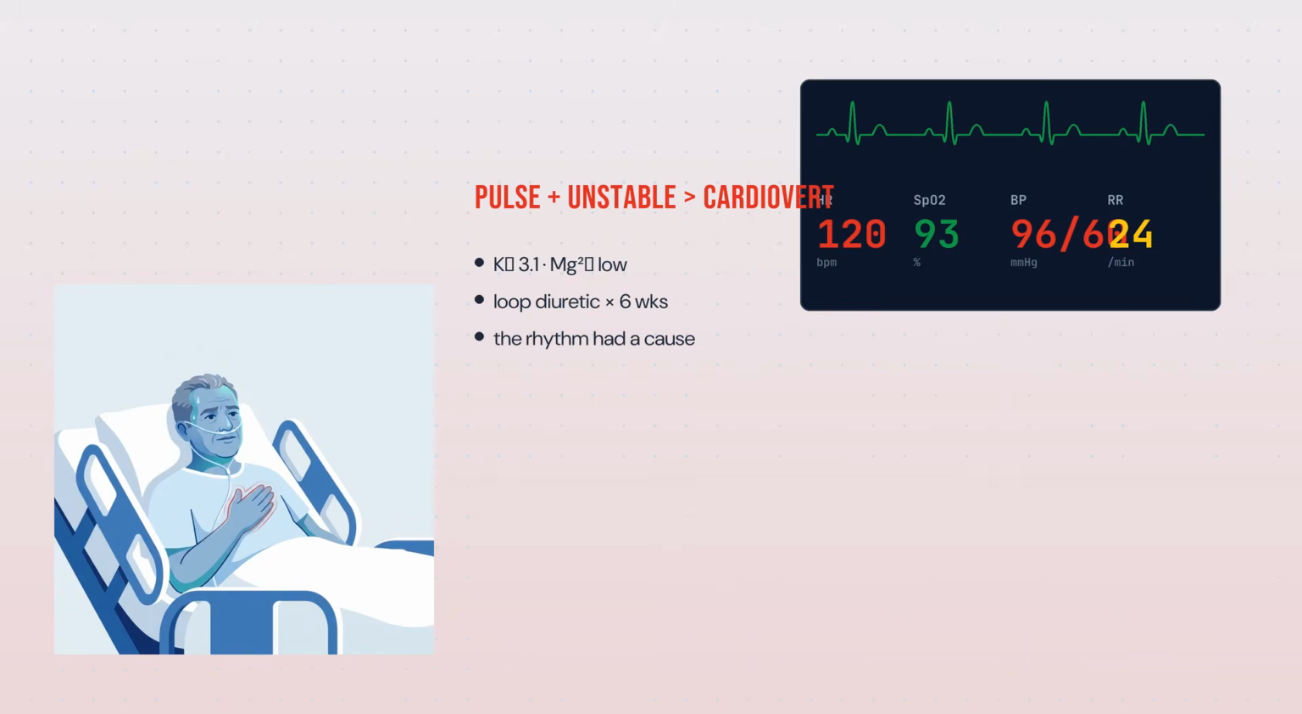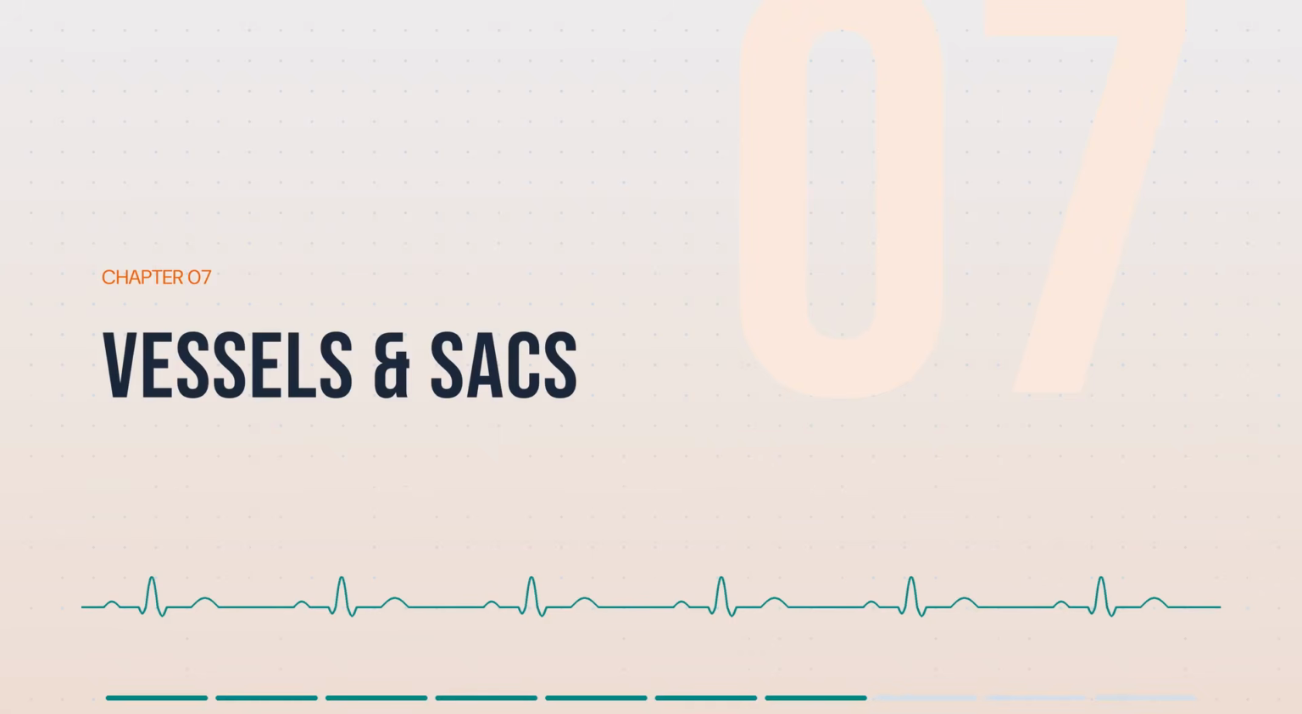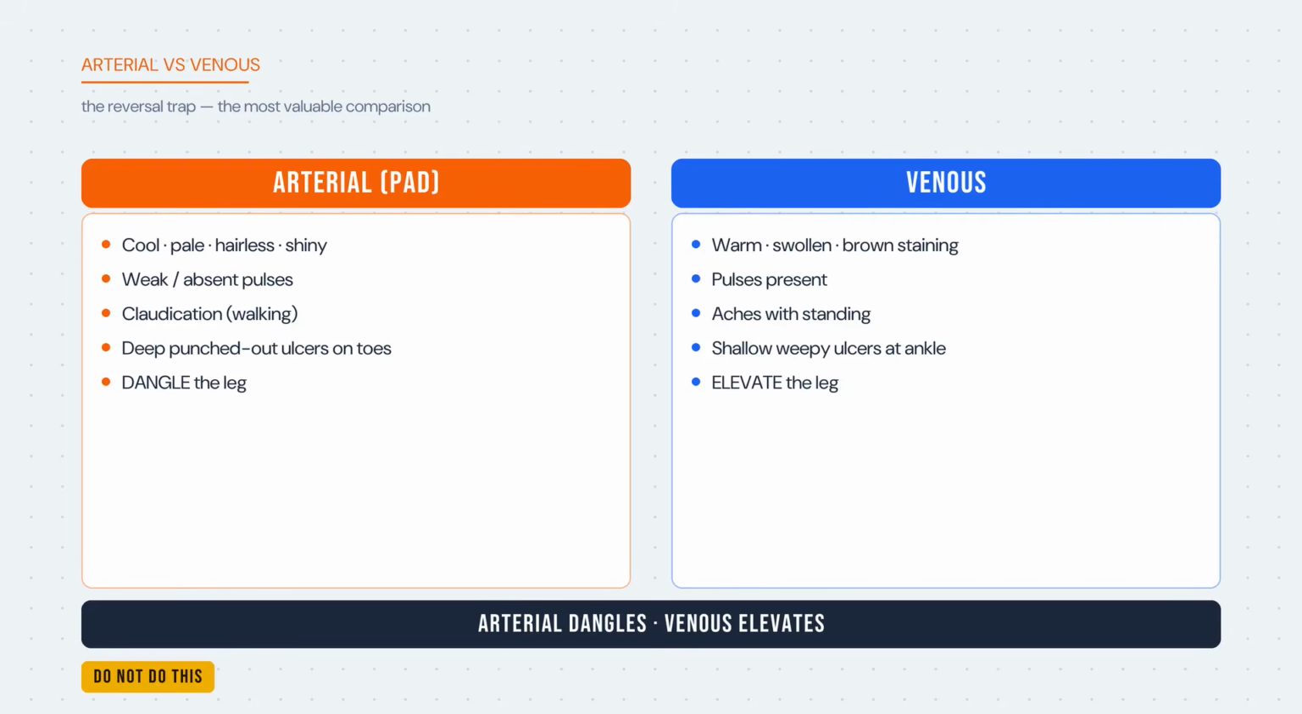Now, the heart is not the only thing in the cardiovascular system. Chapter 7. Vessels and Sacs. 2 patients, both with a leg problem, completely opposite conditions and opposite nursing care. Peripheral arterial disease, blood cannot get down into the leg, so the leg is starved. Cool, pale, hairless, shiny thin skin, weak or absent pulses. The pain comes with walking, because walking raises demand, and it is relieved by rest. Ulcers are deep and punched out on the toes. And, crucially, elevating the leg makes it worse, because you are asking already inadequate flow to fight gravity. These patients hang the leg down.